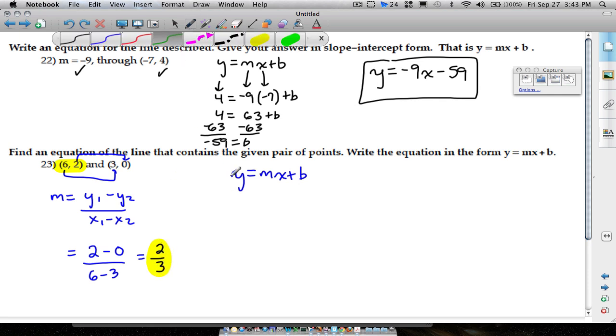And now let's start plugging and chugging. So the y value, since we're using the point (6, 2), we're going to use the 2 for y, equals m was 2/3. Our x value is 6 in that point.